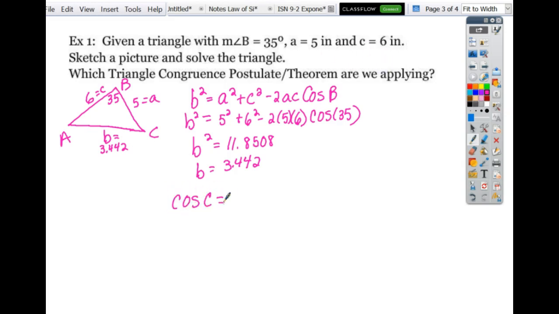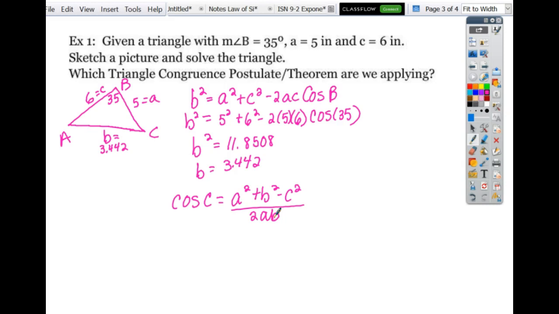Look at what you're learning. So if I'm going to find the cosine of C, I'm going to take a squared plus b squared. So for this, we can't use what we did yesterday. Oh, yeah. So you cannot use it. Switching it up.